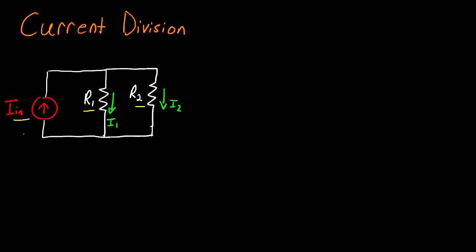So in this video, I'm going to derive the relationship for I1 and I2 in terms of the other circuit parameters, so that way you can see where the current divider equation came from. Then we'll plug in some values and see how to use it in practice.